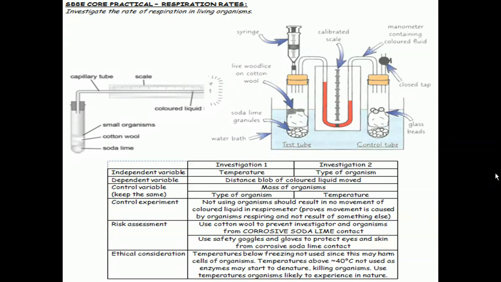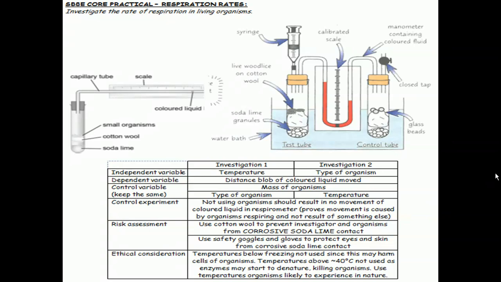And then you could also do a control experiment to check that your independent variable is the thing that is having an effect on the movement of the colored liquid. And to do that, if you're checking the type of organism, what you could do is either put no organism in the tube, or put a dead organism in the tube, or in this picture you can see that they put glass beads, although in the exam I would prefer you've written no organism or dead organism, and therefore there'd be no respiration. So that means the colored liquid will not move.